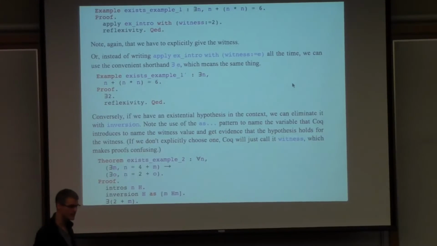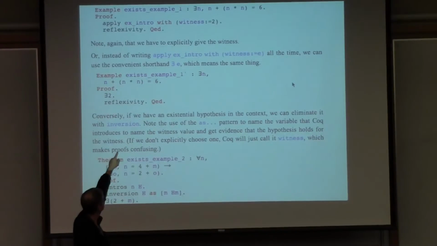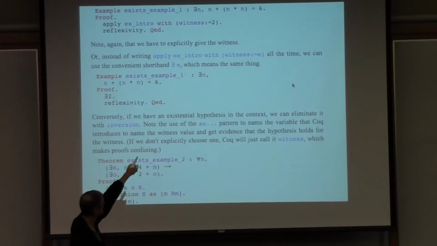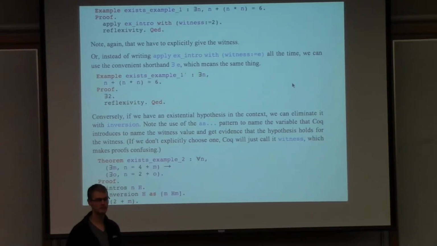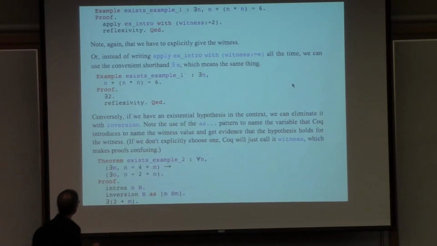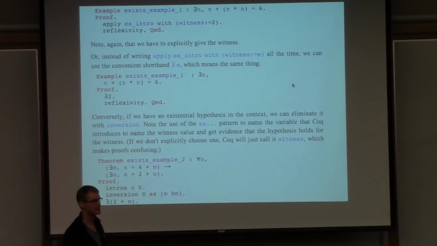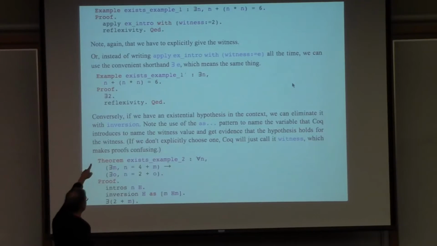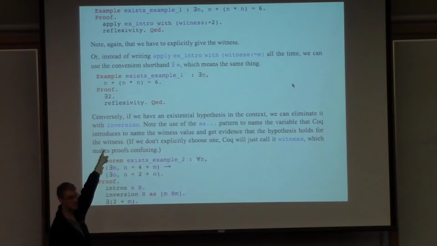As a shorthand, instead of saying apply ex intro with witness equals, you can just say exists witness. So exists E means the longer thing above. And this is one place where the typesetting of the HTML version of the notes is a little bit awkward. So it's just doing simple string replacement. So unfortunately, that exists tactic also gets typeset as backwards E. Sorry about that.